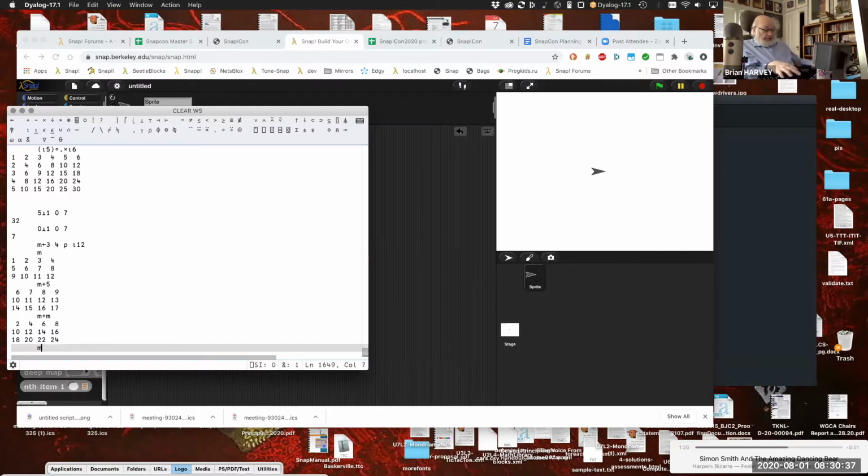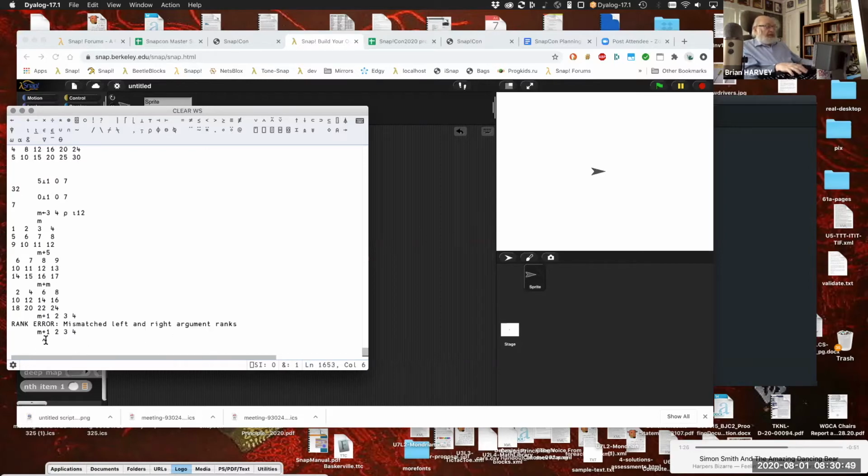Well, what if I do m plus, and then I give it a vector, a one-dimensional thing, 1, 2, 3, 4. I get an error. This is different from snap. Snap is going to extend this vector and use 1, 2, 3, 4 repeatedly. I guess I could show you that.